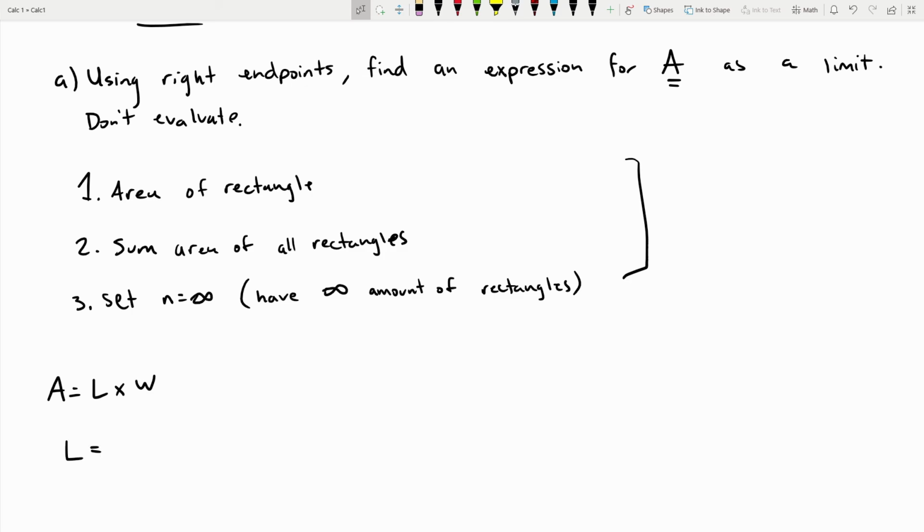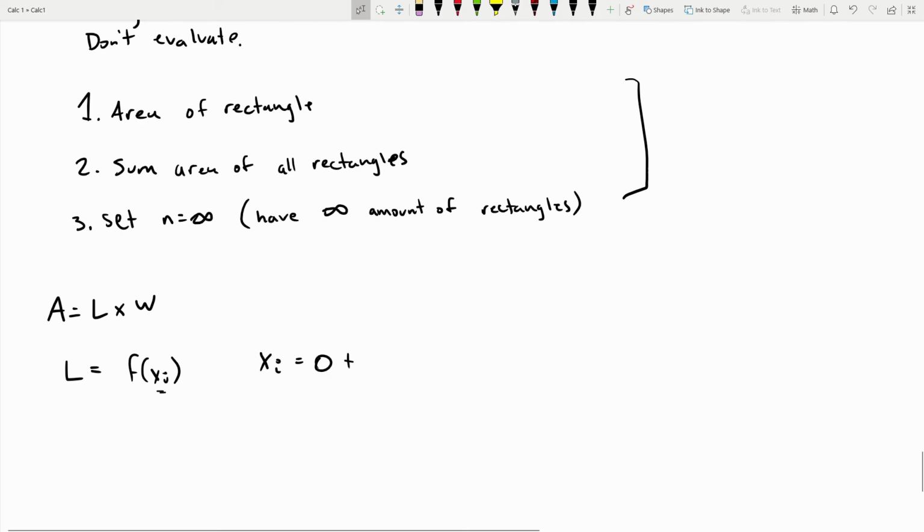The length we know is the height of the function at the ith x. What is the ith x? Well, the ith x is equal to the start value, which in this case, the interval is from 0 to 2. So it's going to be 0 plus, we can omit that 0 if we know it's there, but I'm just going to write it for now, plus the width of each rectangle times i, which is the number of rectangles that we want to skip.